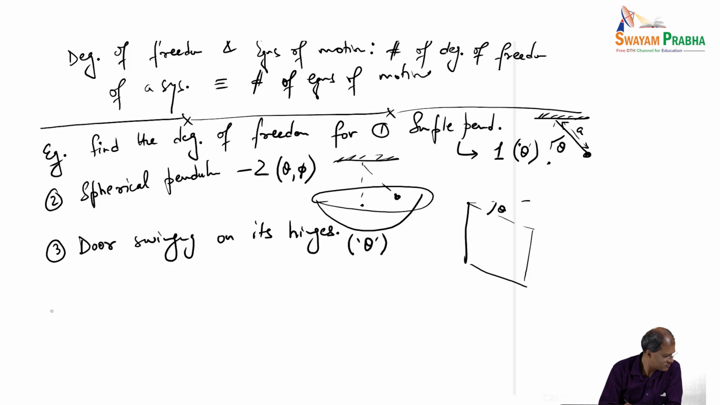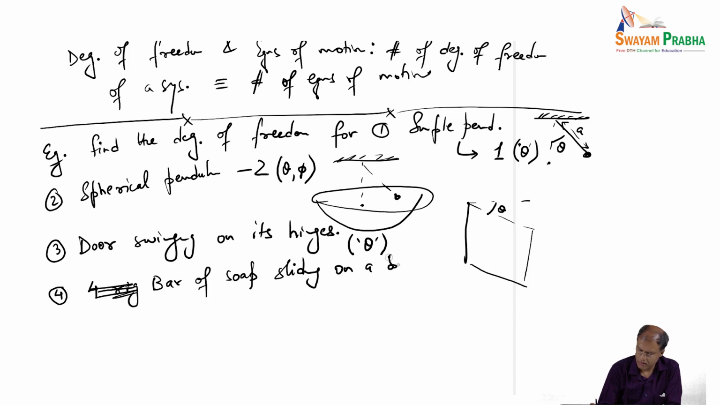Then we have one more example: a bar of soap sliding on a basin. Again, the basin could be seen as a hemispherical shell, and the bar of soap, when it is sliding, is going to be defined by two angles or two variables, which are again theta and phi on the surface of the sphere. So this is going to be theta and phi.